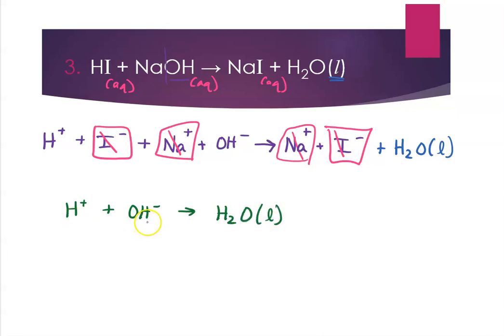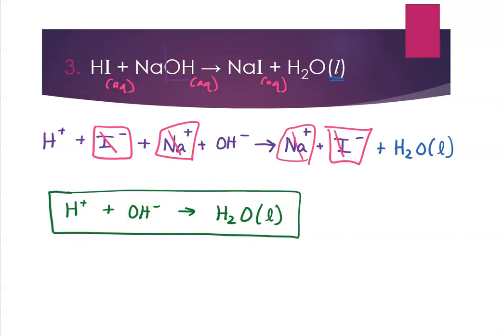I have 1 H here and 1 H here, that gives me 2. I have 2 over here, 1 O here, 1 O here. So that means that my equation is already balanced.